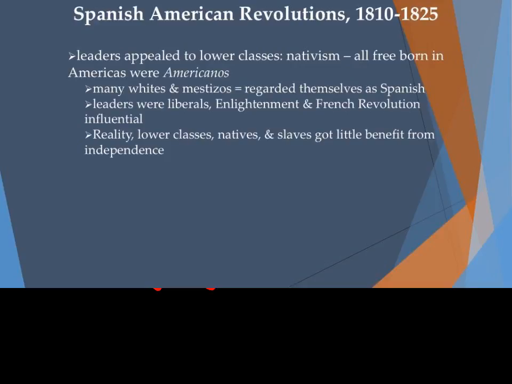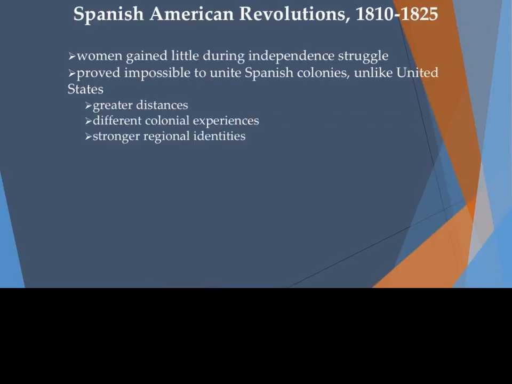All free people born in the Americas were Americanos. Many whites and mestizos regarded themselves as Spanish, but many leaders were liberals, influenced by the ideas of the Enlightenment and the French Revolution. But in reality, the lower classes of Native Americans and slaves got little benefit from independence. Now, women gained little from the independence struggle as well. It proved impossible to unite the various Spanish colonies, just like it was impossible to unite the different classes within one colony, unlike that of the United States. Distances were greater. Colonial experiences were incredibly different. Stronger regional identities existed.